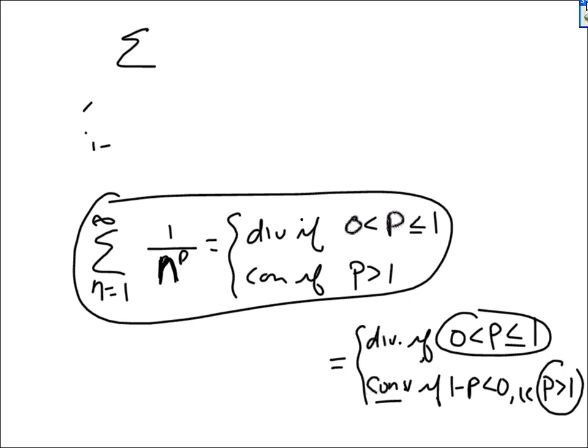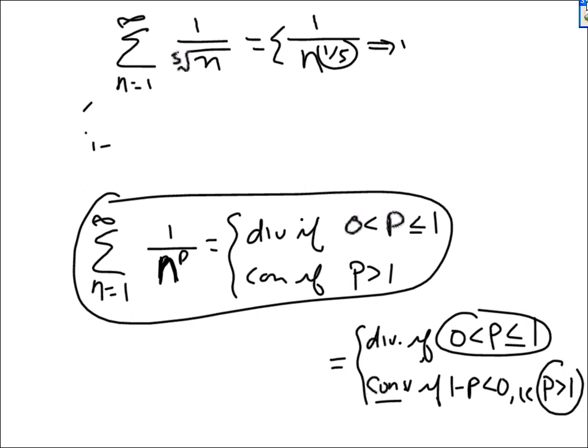So if you have the summation of 1 over the 5th root of n goes from 1 to infinity, just remember that the 5th root is n to the 1/5. This implies that p is equal to 1/5. That is, p is in between 0 and 1. It diverges. Next problem. Okay, there are p-series tests, beautiful tests, makes life easy.